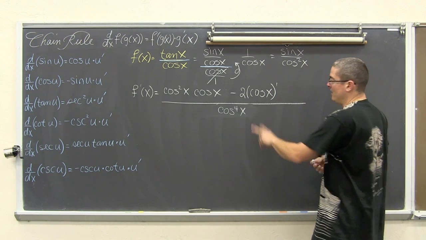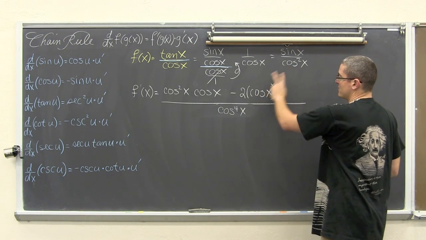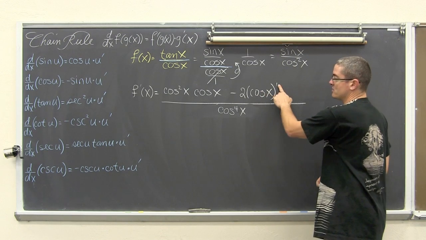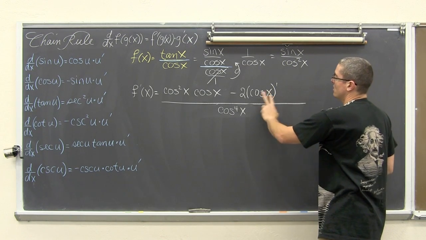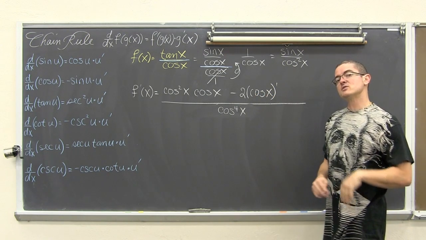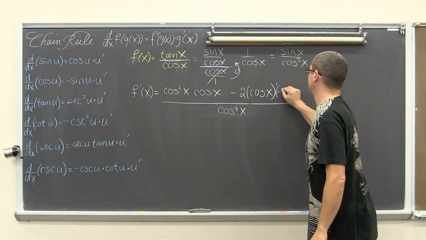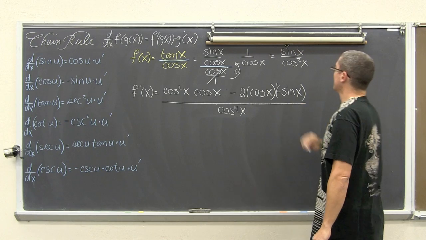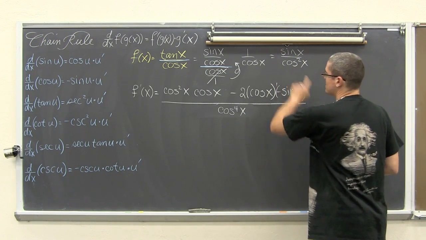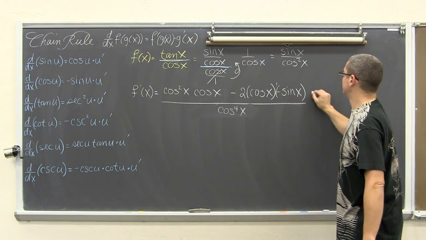I don't really need to write that. So this is my inside function. The cosine function is my inside function. The 2 used to be here. So we need to find the derivative of that inside function. The derivative of cosine is negative sine. So that's my derivative of the denominator times the numerator.